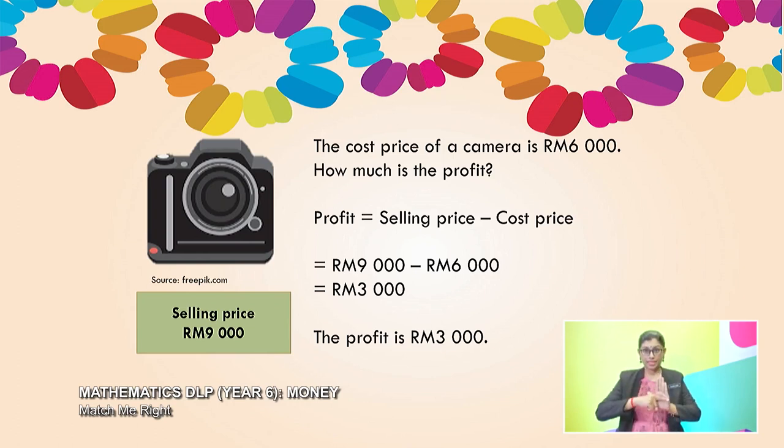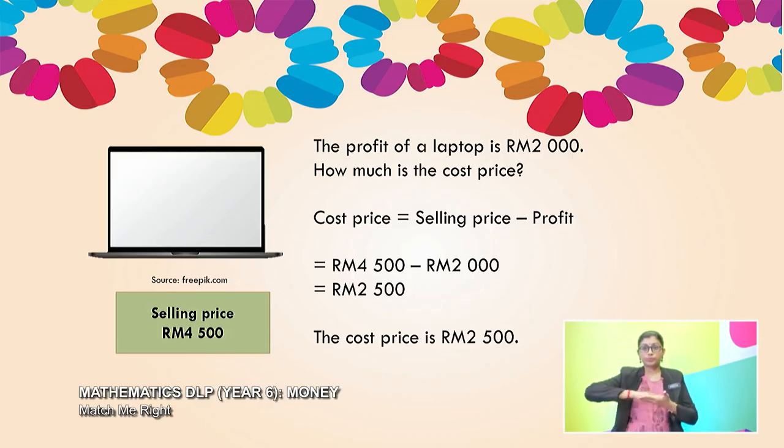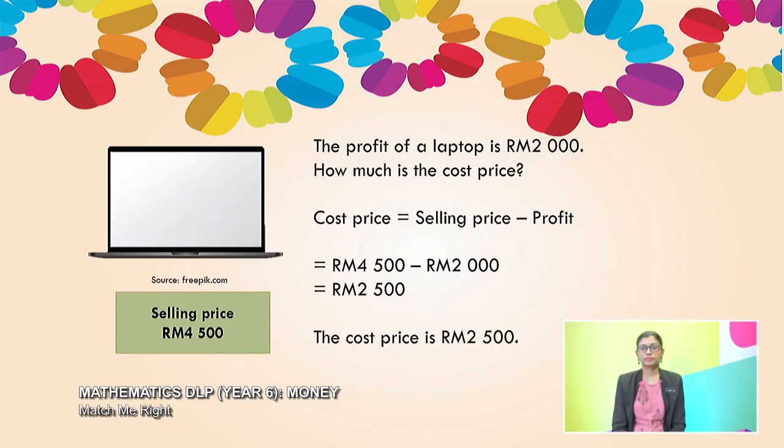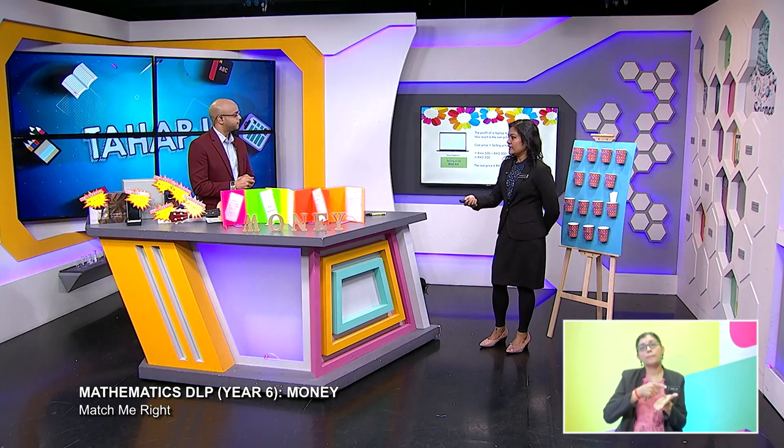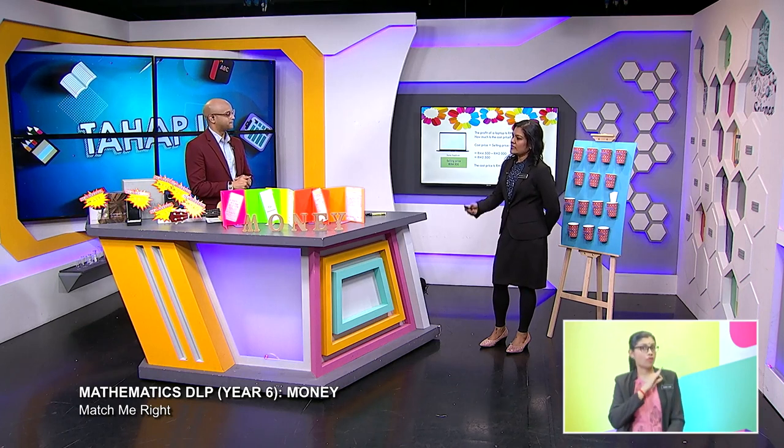Yes, correct. Now, another example. It's a laptop. The selling price is 4,500 ringgit, and the profit, the gain, is 2,000. So they want the cost price. To find the cost price, you have to minus the profit that you gained from the selling price. Here we have the cost price is 2,500 ringgit. That means it is lesser than the selling price because you obtained a profit. Correct? Good understanding.